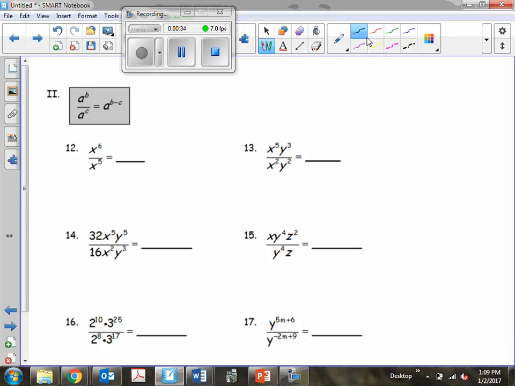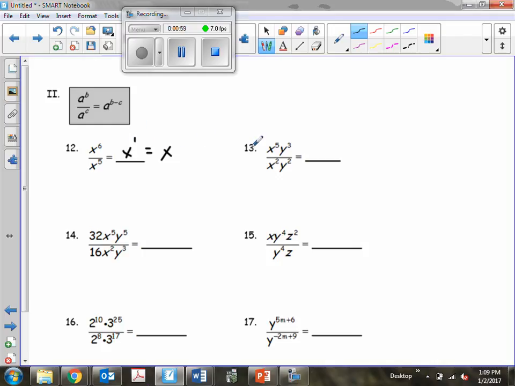So if I take a look at some of these examples that I have here, if I look at number 12, I see that I have x to the 6th over x to the 5th. That means I would do 6 minus 5, so I would get x to the 1st. Now, if you wanted to simplify that down a little bit more, you could just rewrite that as x, because you don't necessarily need that 1 as an exponent.